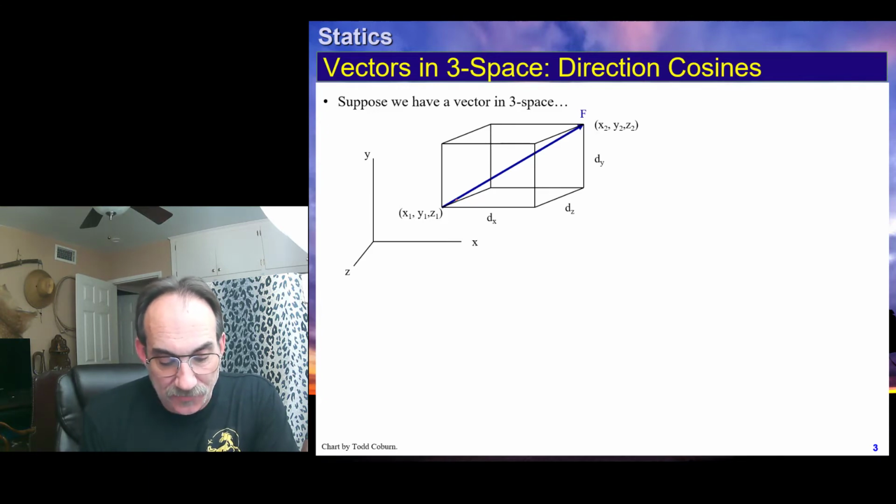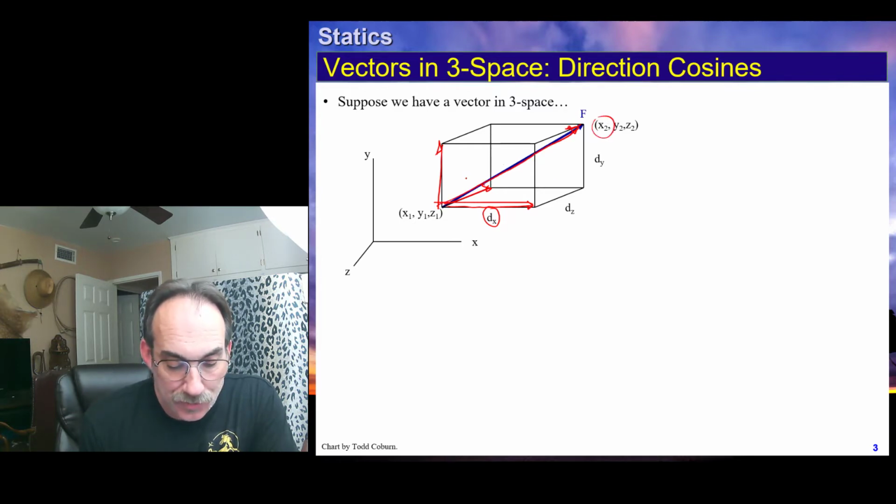Since dx is from 1 to 2, and we found it by subtracting 2 minus 1, that means dx is actually a vector oriented like this. dy is actually a vector oriented like this, and dz is actually a vector oriented like that. You see that? So while these are scalar distances, they also have direction because we're defining this going from point 1 to point 2.